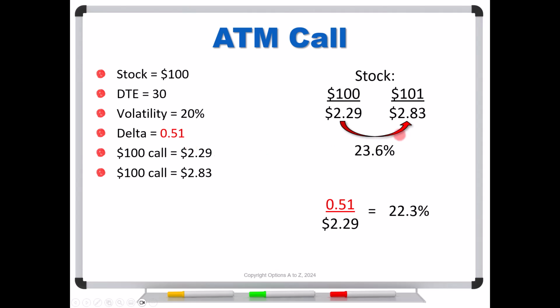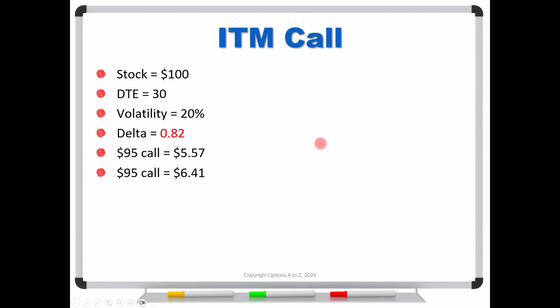And that's what you would expect that option's price to be trading for, assuming that it's a $1 change in the stock and that it's relatively quick. We're not doing this a week or a month later when a lot of time decay has kicked in, or when volatility has changed. It's assuming all else constant. So what would happen if we used an in-the-money option?